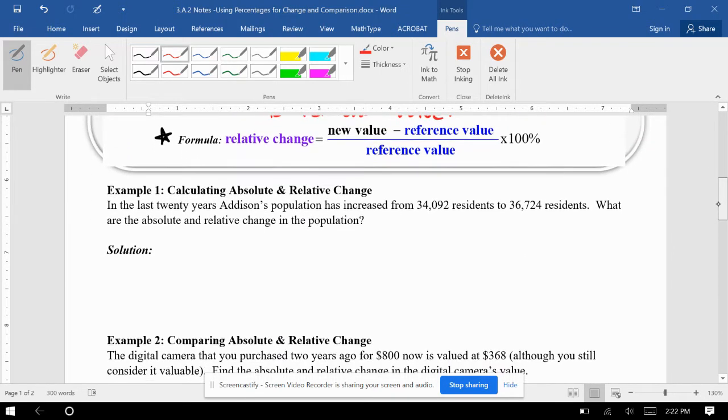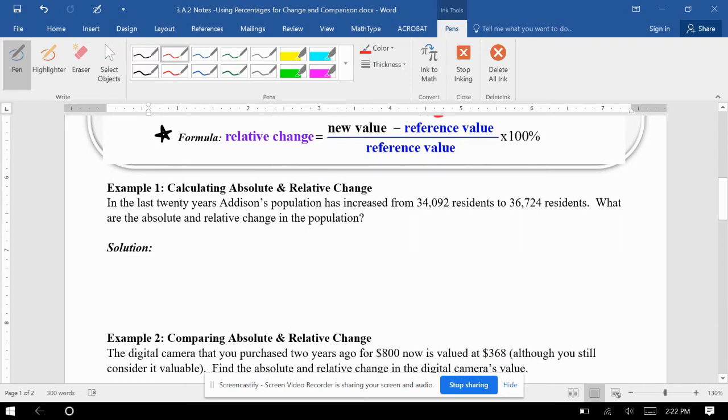Here's an example in terms of population. Let's say in the last 20 years, Addison's population has increased from 34,092 to 36,724 residents. Obviously, you can see it's going up, right? What are the absolute and relative change in population?